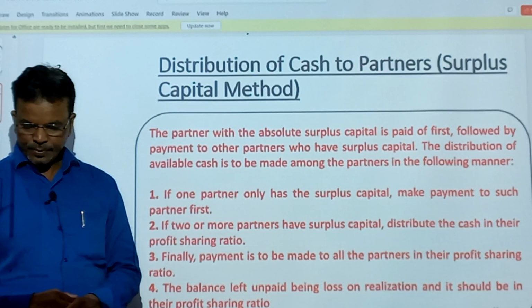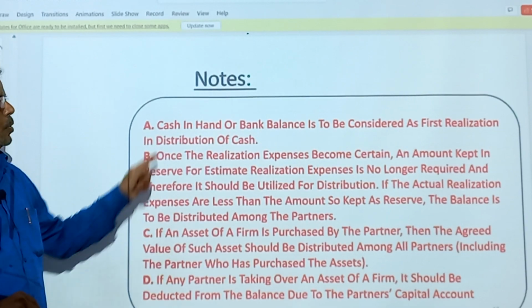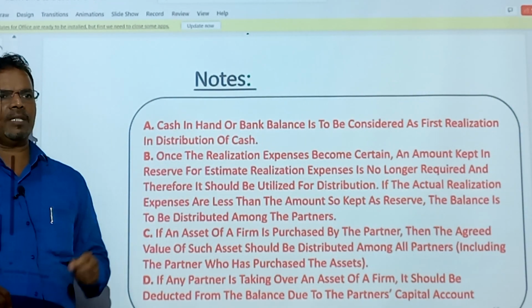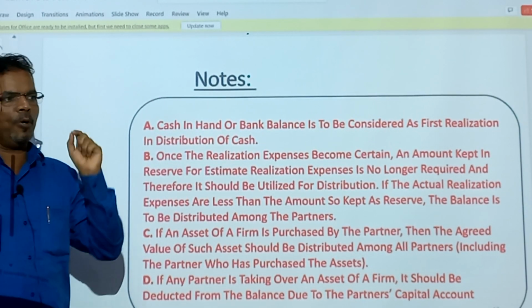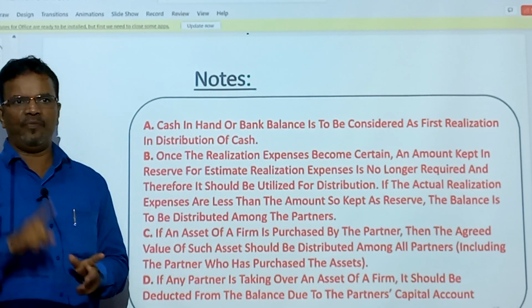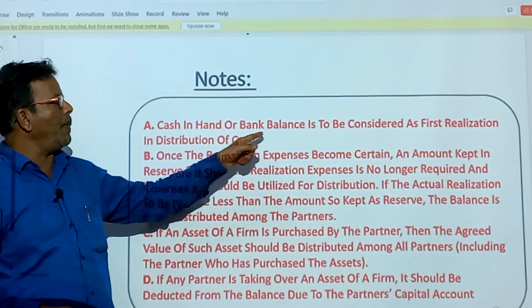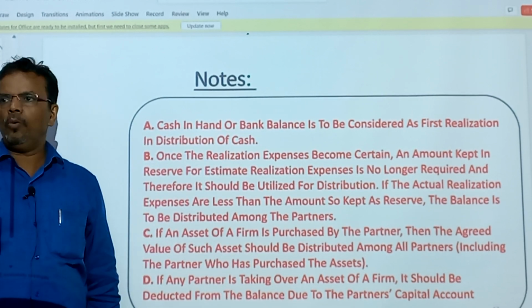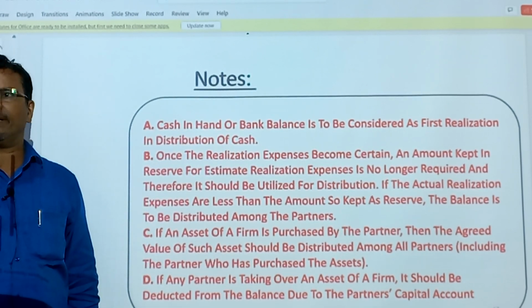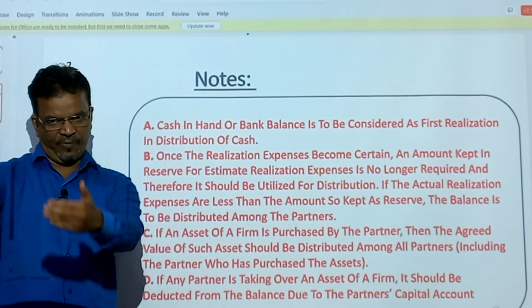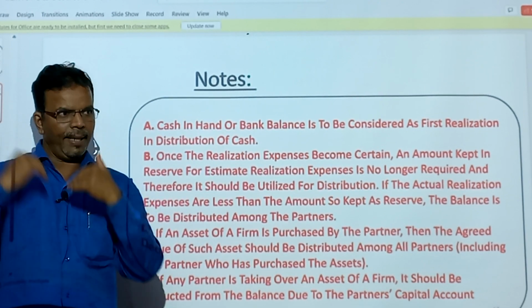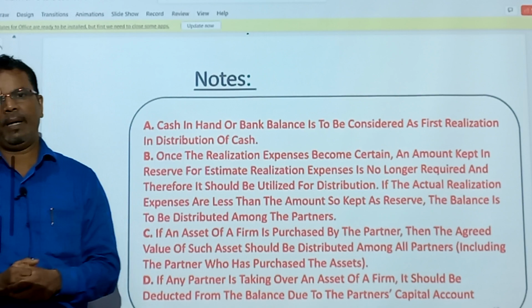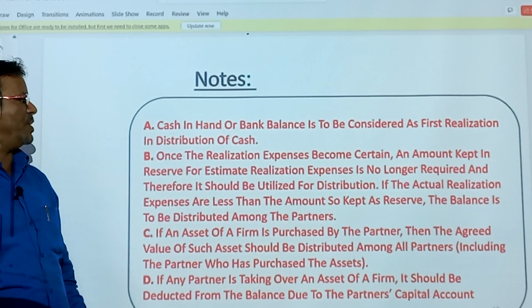Now, note, in this case we have to follow specific assumptions. Here you have to assume them. These are the points. First point: cash in hand or bank balance is to be considered first for realisation. In the balance sheet, cash in hand or cash balance is always given. That we assume is realised first, and then it is to be distributed. So cash is always called the first realisation.